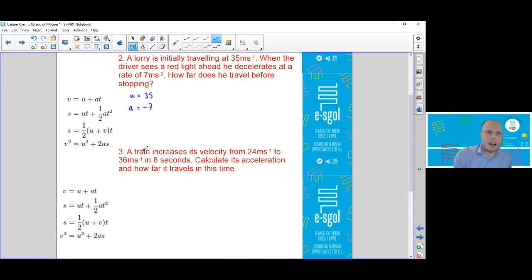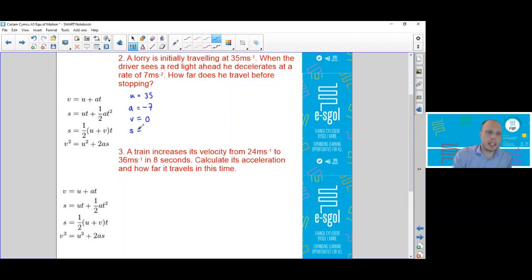And the question says, how far does he travel before stopping? And stopping means then that our final velocity in this question is going to be 0. We're going from 35 to 0, and the only way we can do that is with a negative acceleration or a deceleration. The question asks us how far does he travel? So that's displacement.